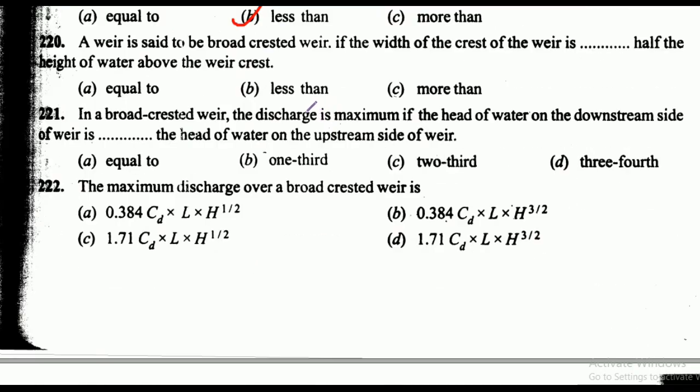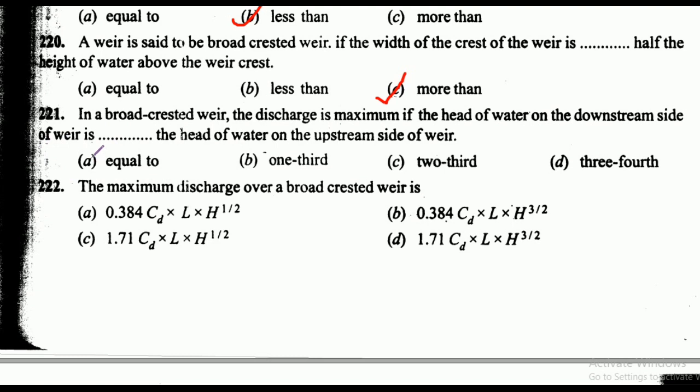Okay, next, a weir is said to be a broad crested weir if the width of the crest of the weir is dash half the height of water above the weir crest. Options are equal to, less than, more than. So here, the correct answer is option C, that is more than.